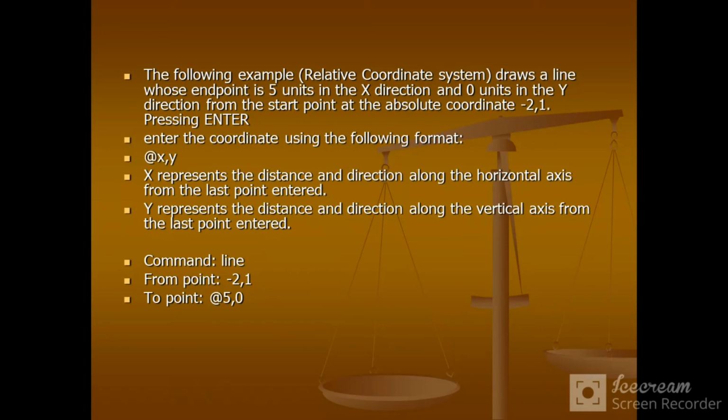Enter the coordinates using the following format: @X,Y. X represents the distance and direction along the horizontal axis from the last point entered, and Y represents the distance and direction along the vertical axis from the last point entered. Command: LINE from point -2,1 to point @5,0.